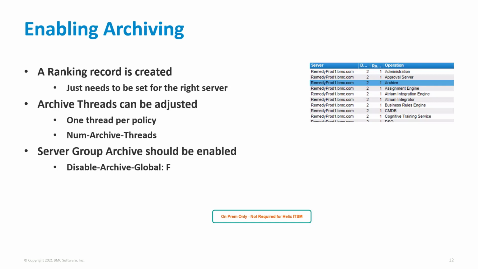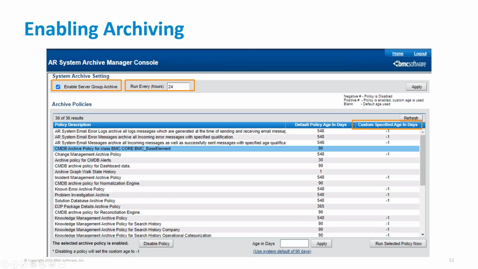And the last thing is to make sure that the server group archive is enabled. There's a parameter called Disable Archive Global, and we just want to make sure that it is set to false, so it doesn't disable this feature. Now let's look at the Archive Manager console. The first thing you want to look at is that little checkbox on the left that says Enable Server Group Archive. This is a setting I was just talking about. If you uncheck this, it actually sets the Disable Archive Global to true, which effectively turns off archiving. So we want to make sure that it is checked and enabled.